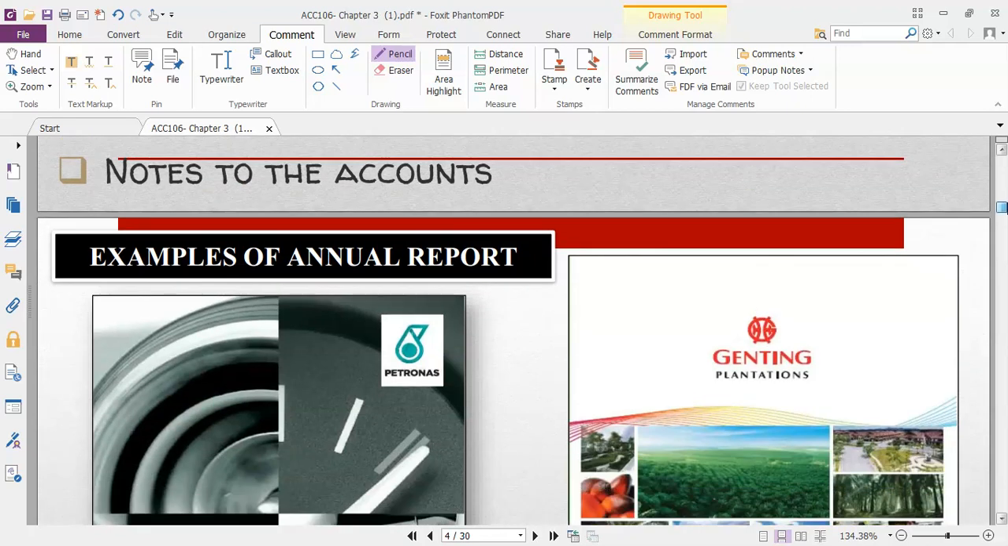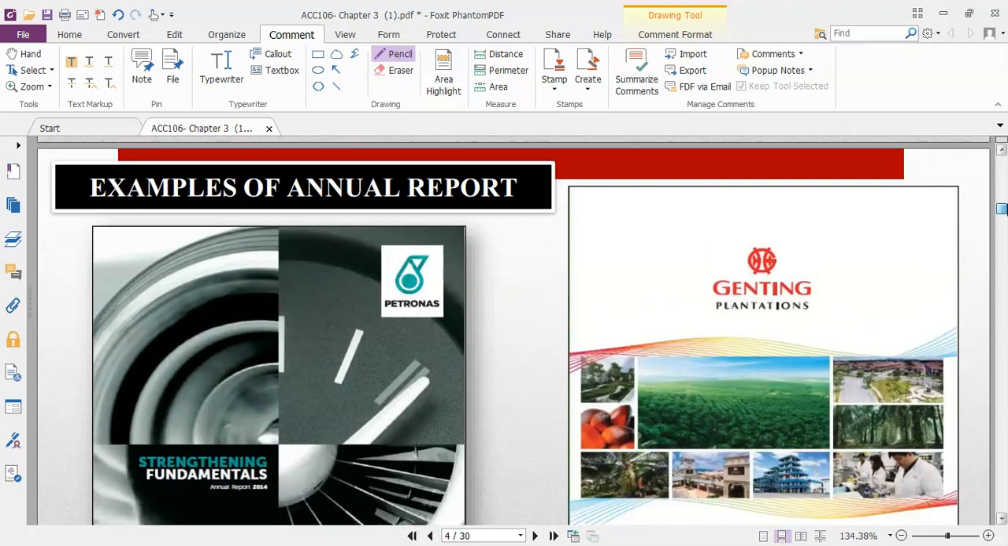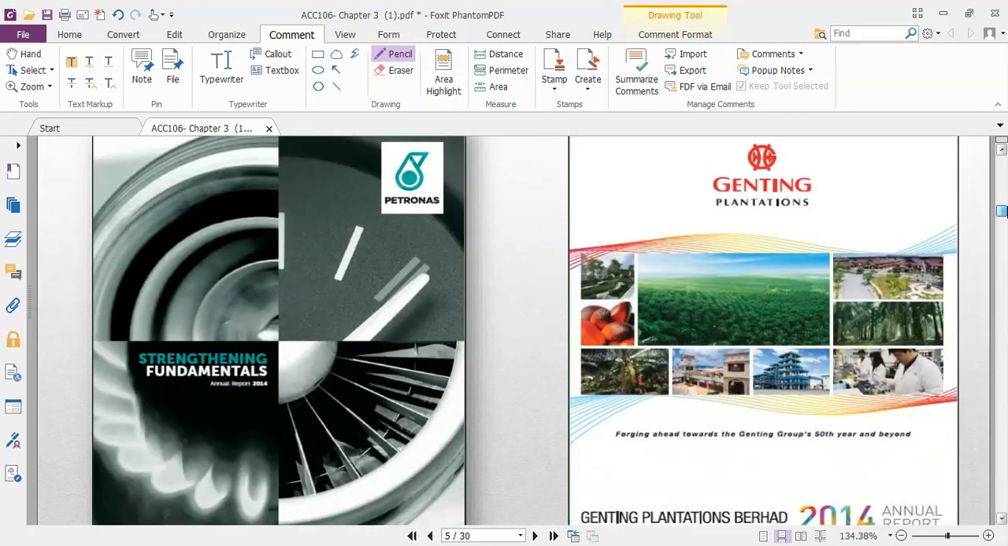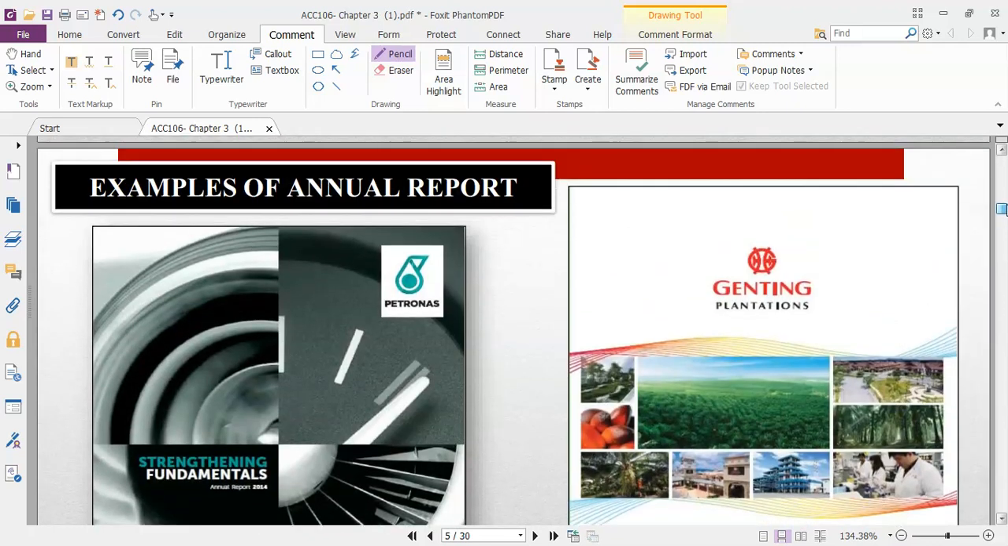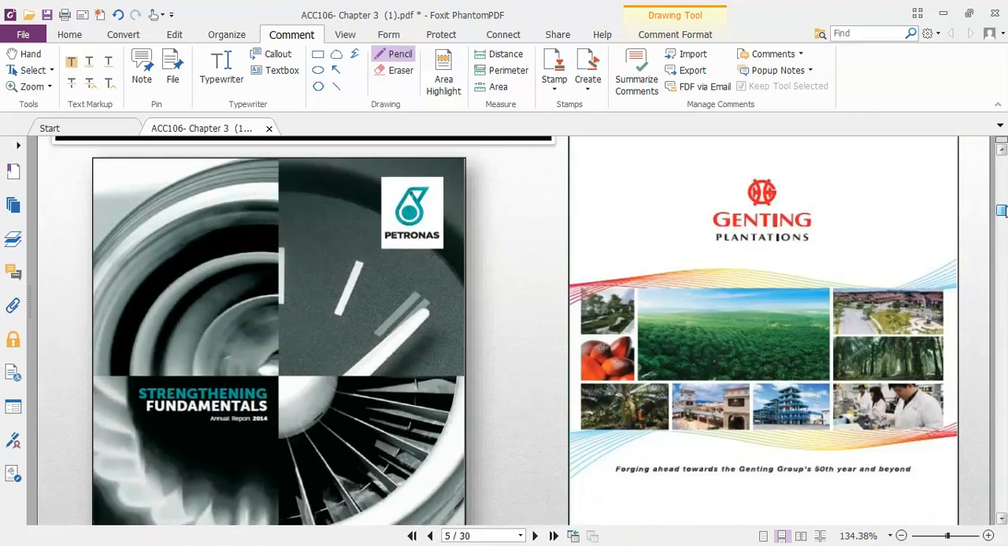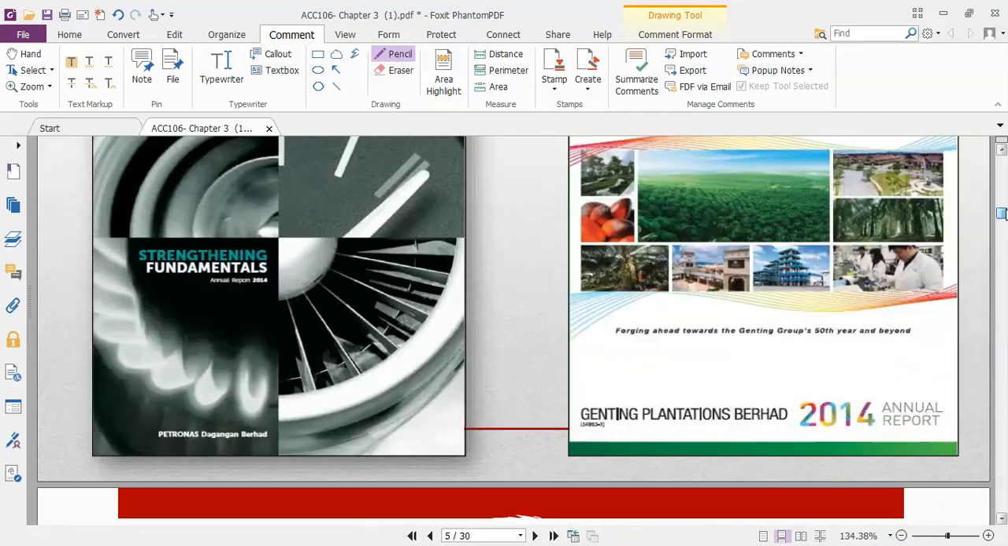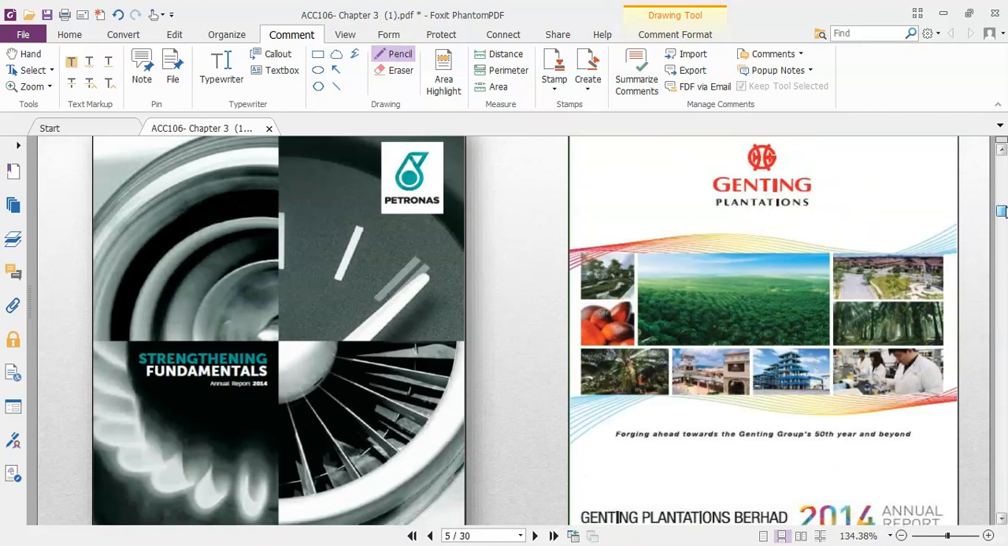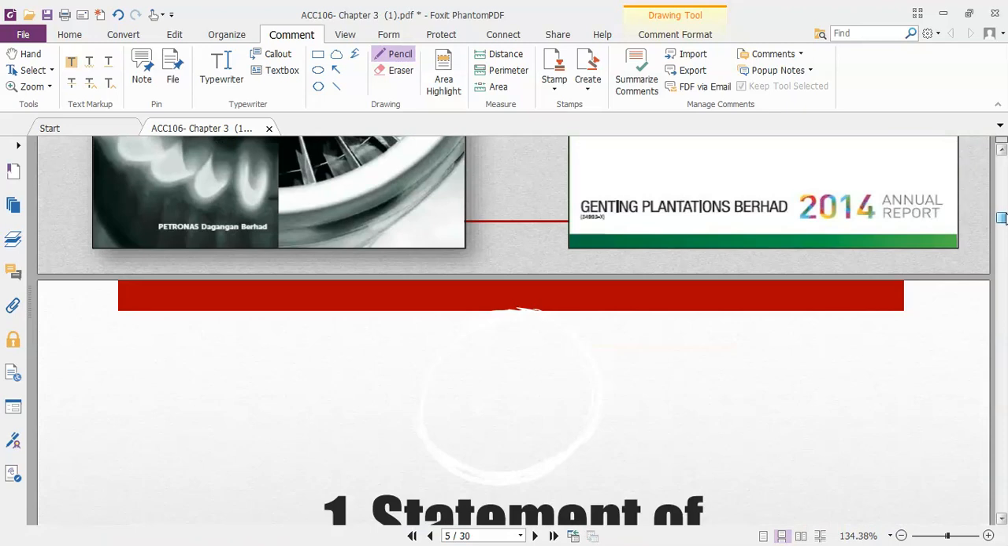Okay, this is the example of annual report. Annual report ni maknanya, okay, every business, okay, actually company, big company, okay, business company yang besar, yang ada banyak shareholders, okay, yang capital yang besar, so mereka akan diwajibkan untuk buat annual report. Dalam annual report tu dah ada financial report. Okay. Sebagai contoh kat sini dia Genting Plantation. Okay, dalam annual report tu ada consist of financial statement.